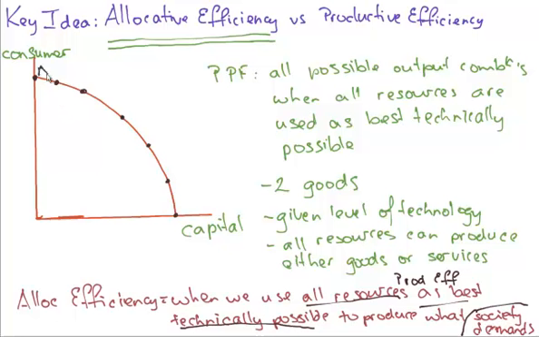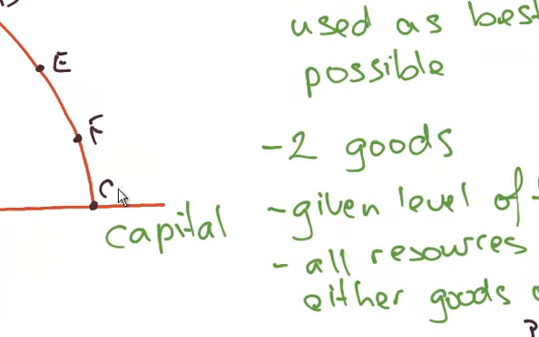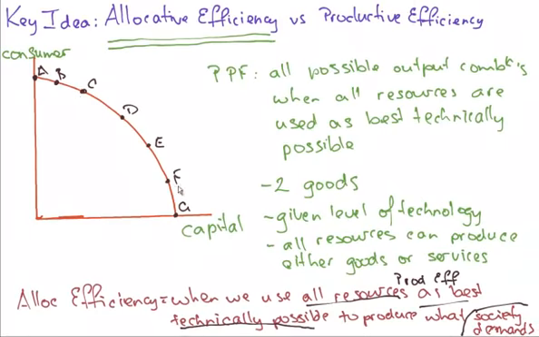So A, B, C, F, or G, any of those points along the production possibility frontier are productively efficient. And if we put a full stop on that definition of allocative efficiency, when we use all resources as best technically possible, that would be productive efficiency, and that's any point on the graph. But only one of those points is actually allocatively efficient. And we can't tell from this graph.